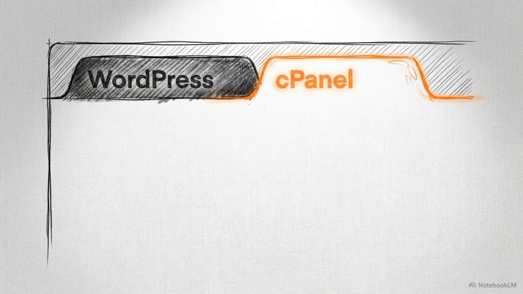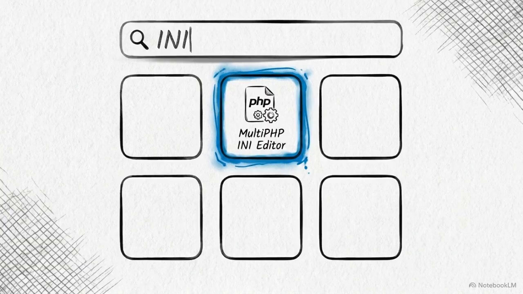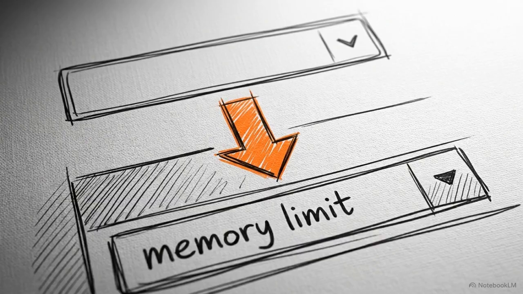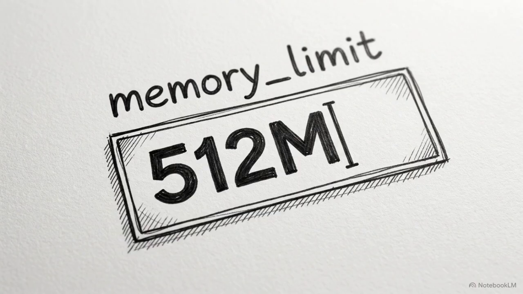Let's bypass the WordPress software limits entirely. Switch over to your cPanel tab. Go to the search bar, type INI, and open the Multi-PHP INI Editor tool. In the editor, select your specific domain name from the drop-down menu and scroll down to locate the memory limit configuration row. We're going to update this value based on your specific needs.